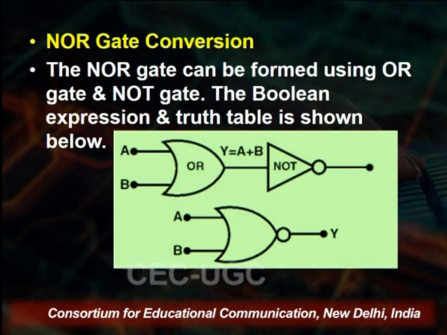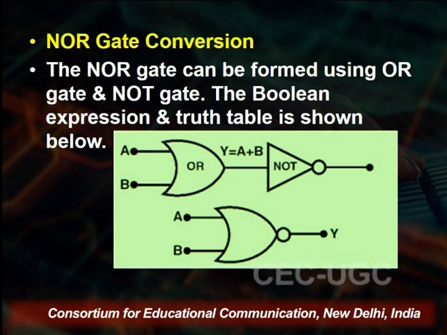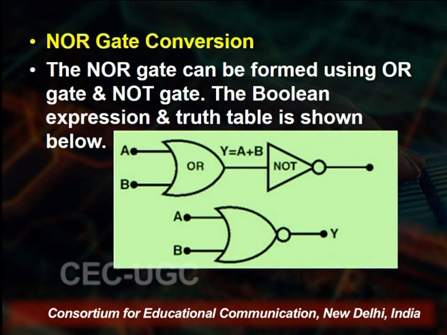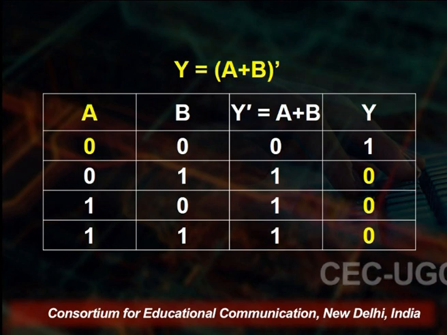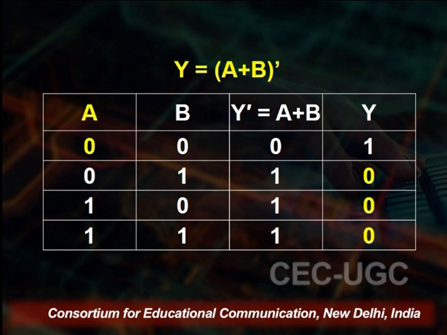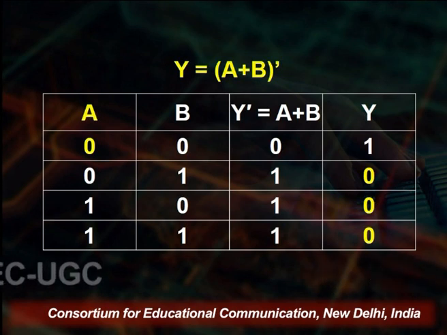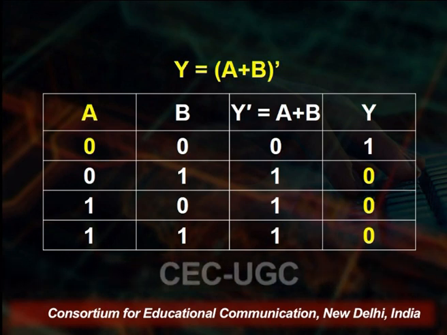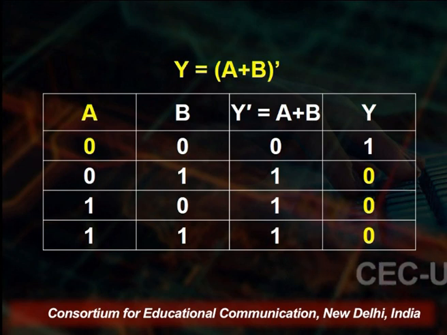Now see, next is the NOR gate conversion. The NOR gate conversion we can do through the OR gate plus NOT gate, followed by the NOT gate. You can put a bubble here. So this is the NOR gate, and this is the truth table. You can see Y = A + B is defined as the OR gate. After that, when we take the inverse of that, we get the NOR gate.